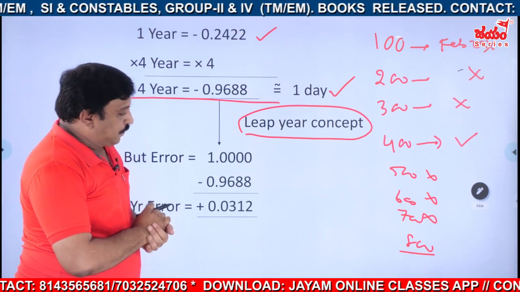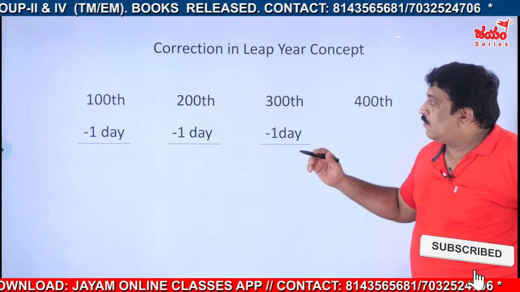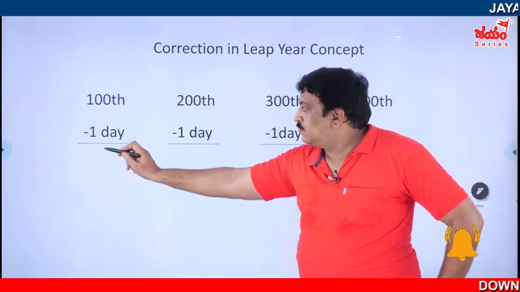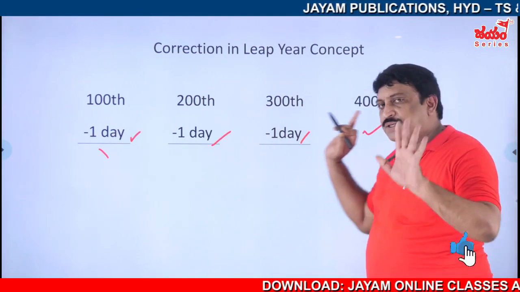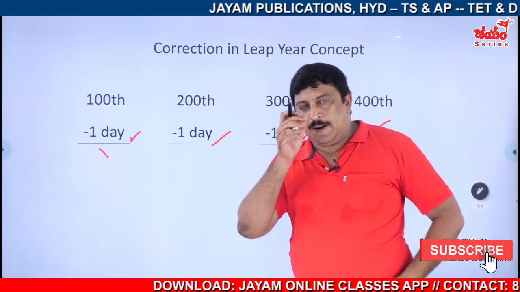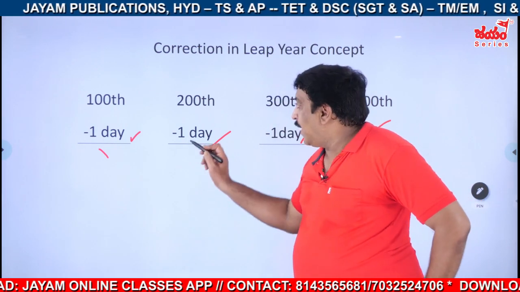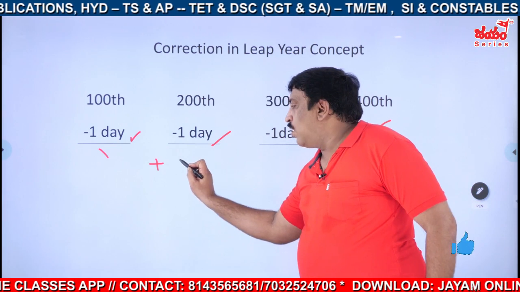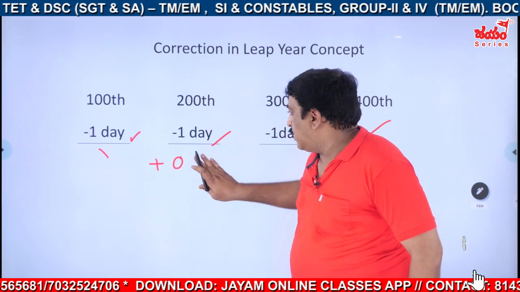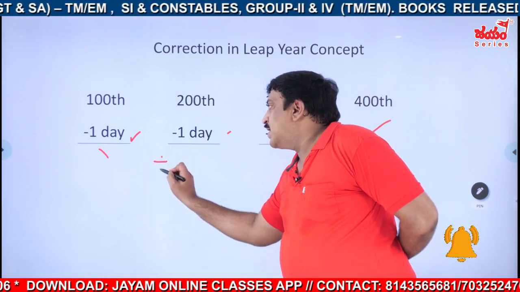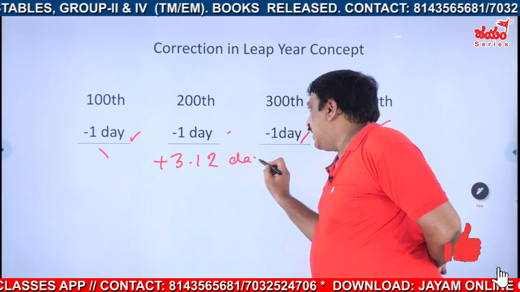Now, coming to this, you see this one. In the 100th year that leap day is removed, 1 day is removed, 200 removed, 300, but the 400th year is as it is. But my point is, still an error is there. Some people have that in mind. How much extra is there? 3.12 days extra, I'll write here. What is that? Extra 3.12 days is there.